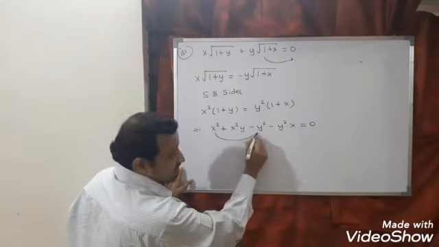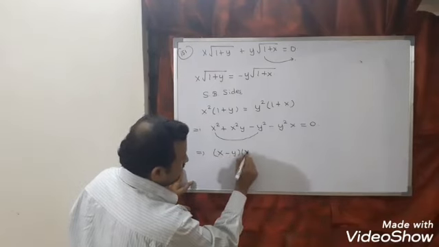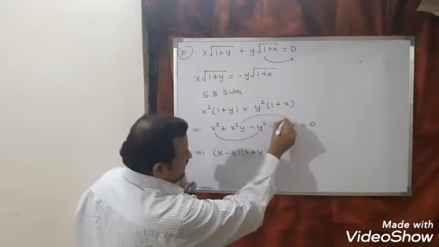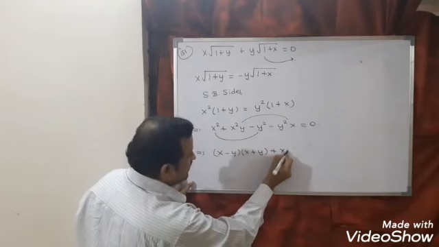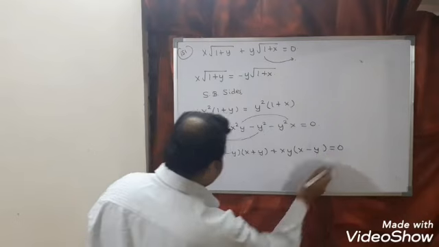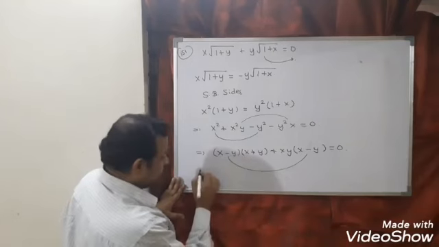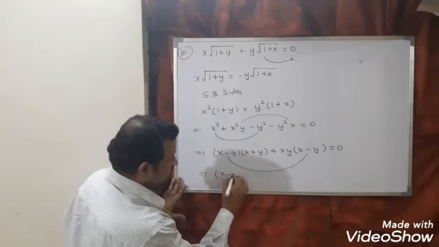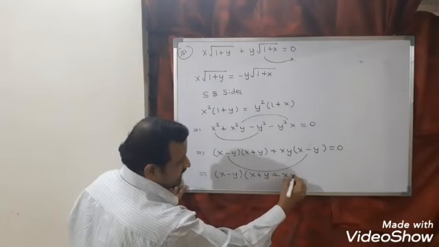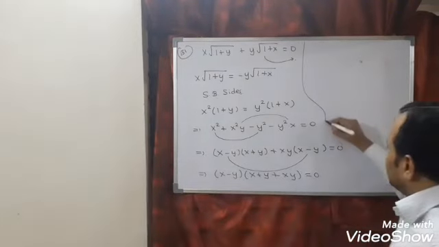Now x² - y² we can write as (x - y)(x + y). Hope it is clear. And here I can take something common: xy we can take common. So when you take xy common, what you will get is xy(x - y). So you can see here this term and this term came. So we can take (x - y) common, and what you will get here is (x - y)(x + y + xy) = 0.